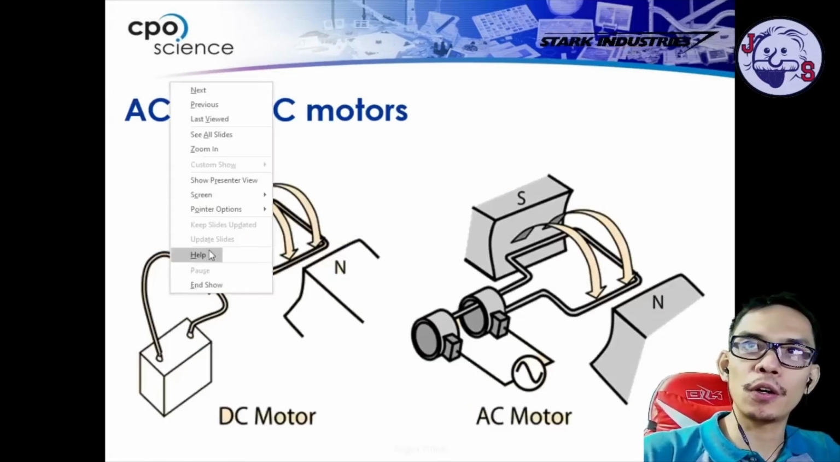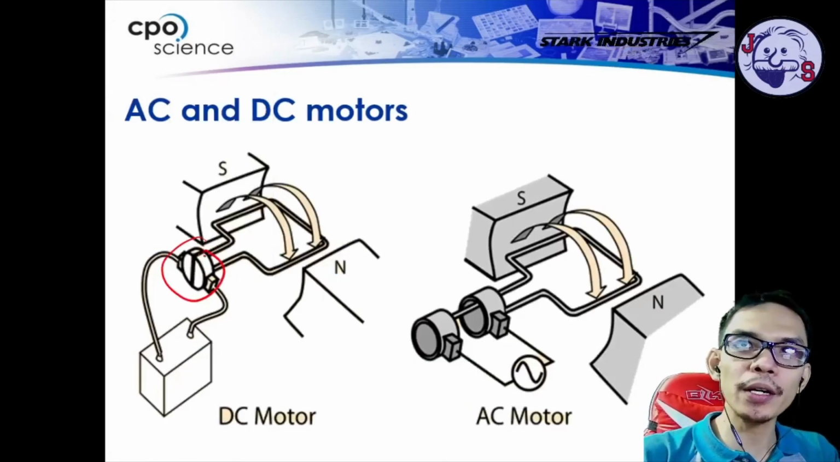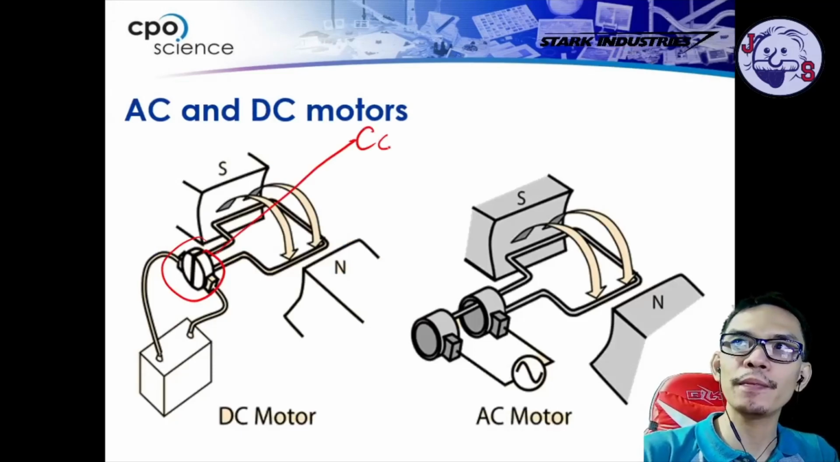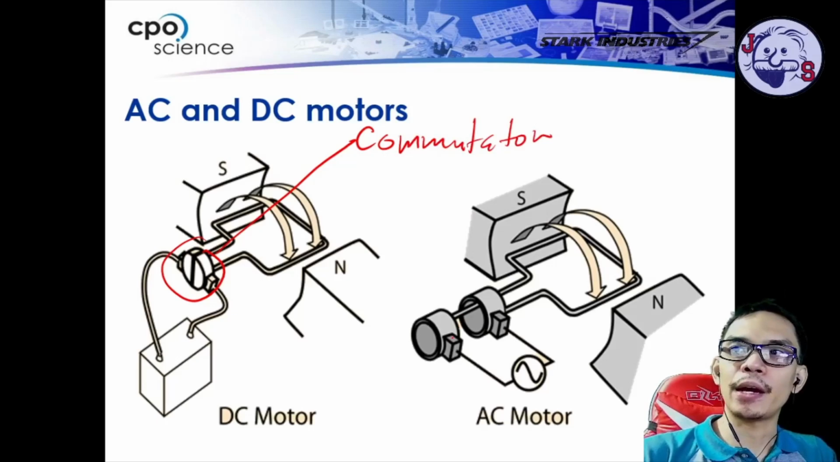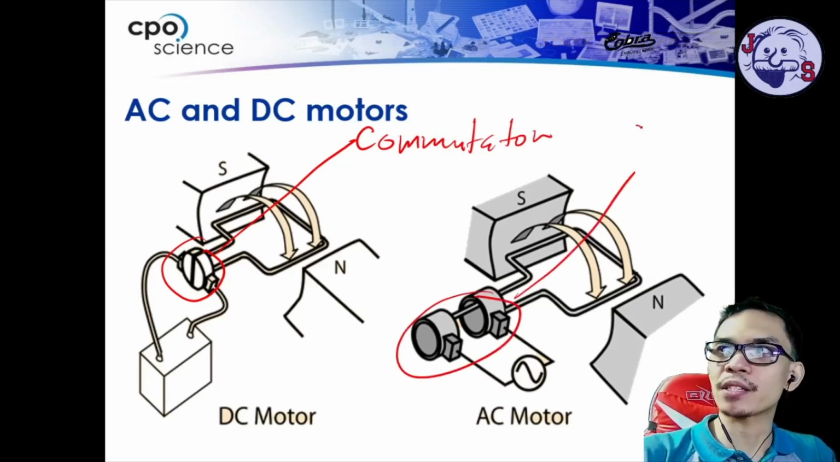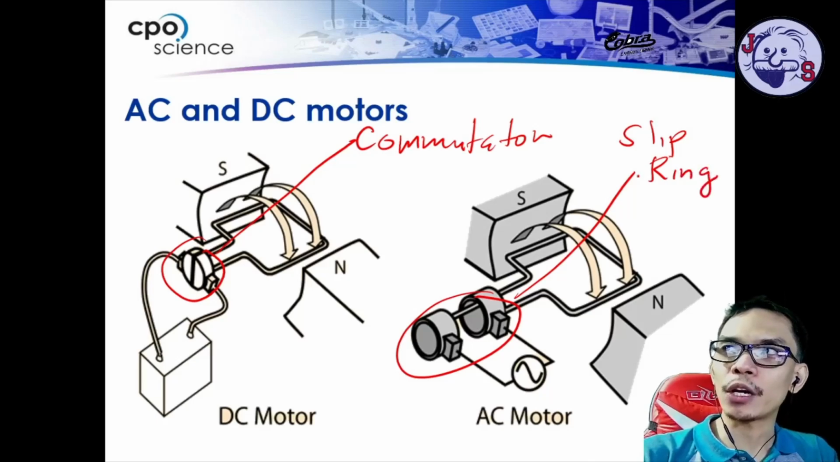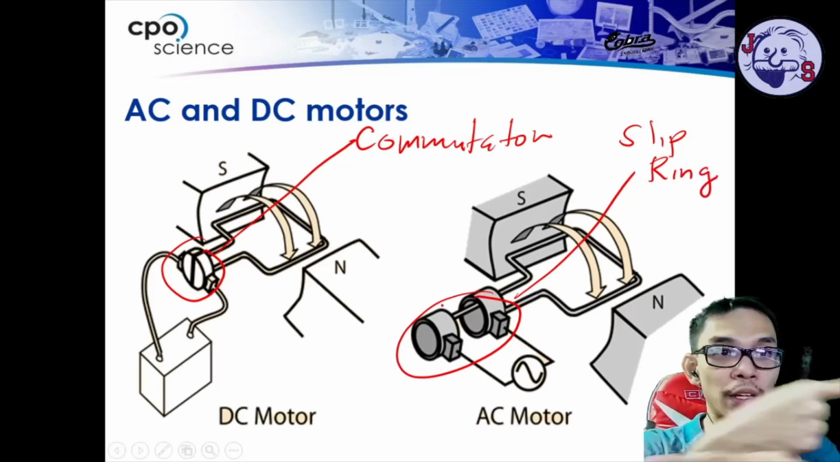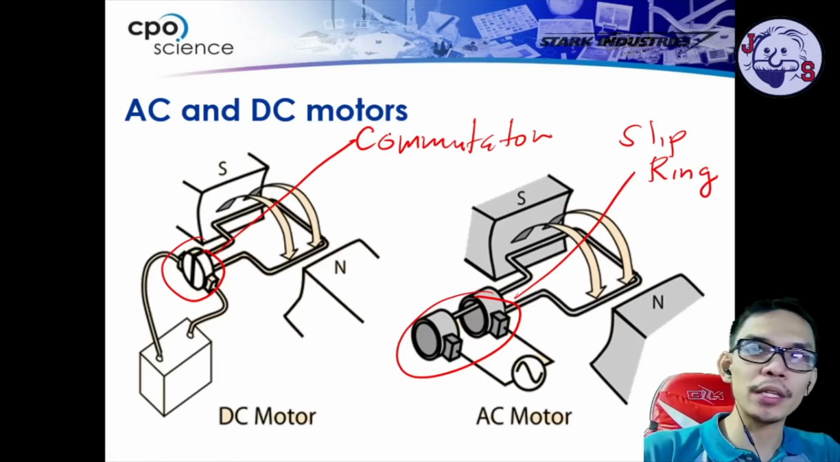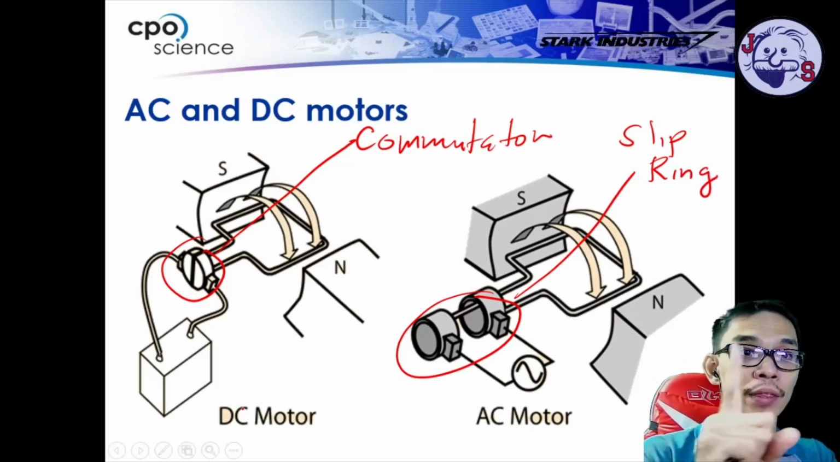Again, the DC motor has a commutator, and the AC motor has slip rings. It doesn't require a commutator. The commutator on your AC motor is the current itself. It runs back and forth, while on the DC motor, the current runs in one direction.